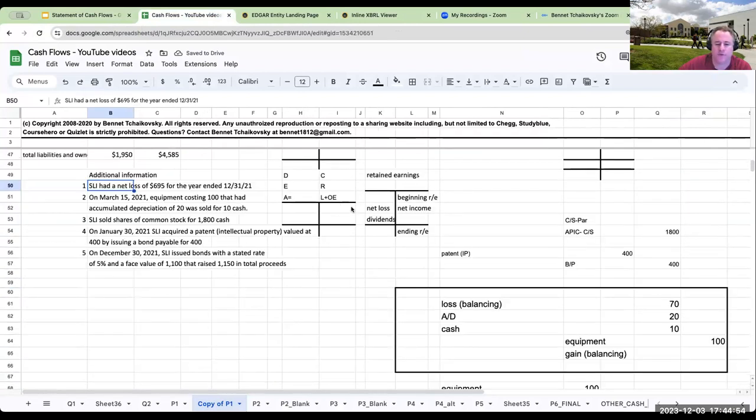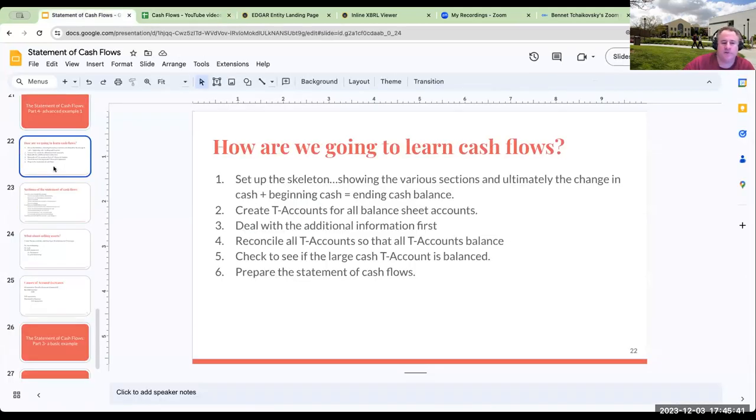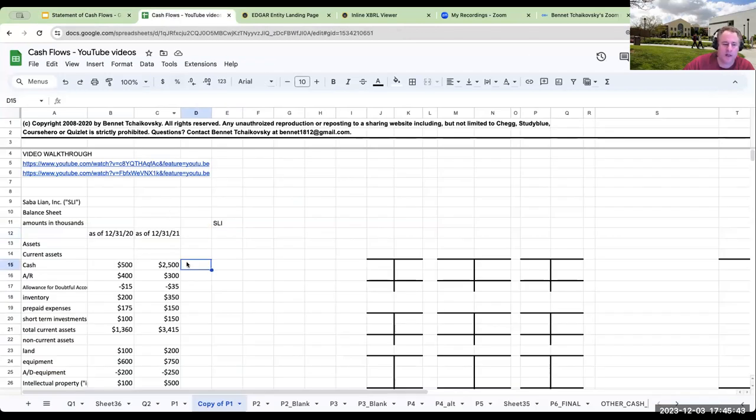And let's go through and take a look at our example. Just give me a moment. So you have Saba Lian Inc. balance sheet. I think these are both my students at Chapman University many years back. But let's take a look at this company. So we're going to have SLI. First thing we do is prepare a cash flow skeleton, right? What happened to cash? Well, cash went up by $2 million. So that's what we're going to be going through and showing.